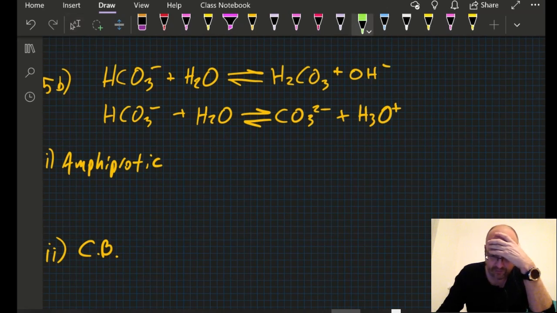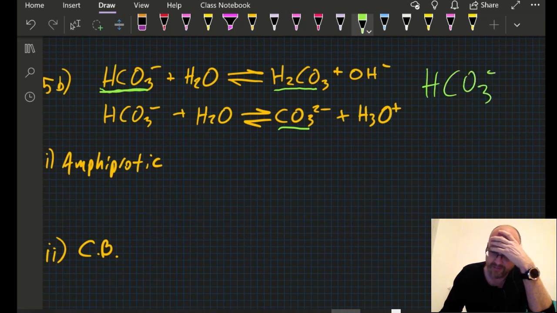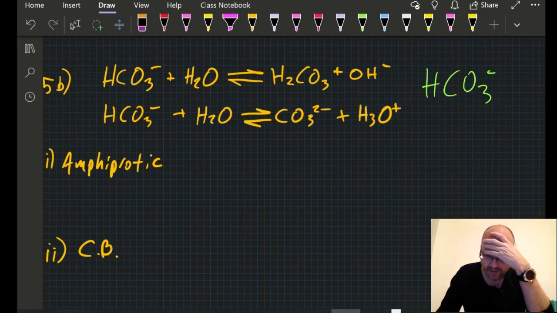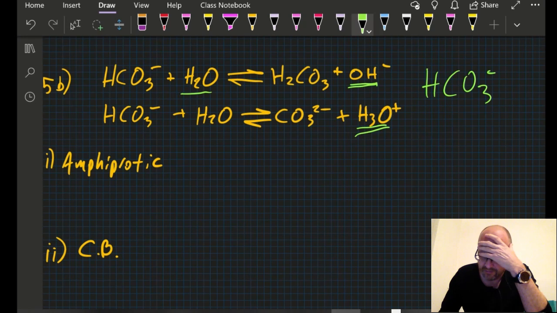So looking at this first one here, it's accepted a proton to turn into that, and it can give away a proton to turn into that. So definitely HCO3 minus, that's amphiprotic. Let's look at the water. Here, water has lost a proton to make OH minus, and here it's gained a proton. Okay, so it's those first 2 chemicals, HCO3 minus and H2O, that are both amphiprotic.